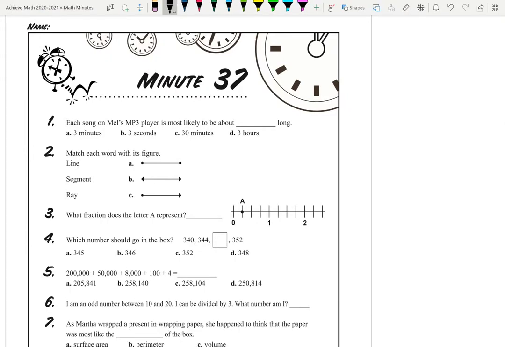Each song on an MP3 player is most likely to be how long? Minutes is songs. Thirty minutes is going to be way too long. This is going to be like a TV episode. Three seconds is 1, 2, 3. Does a song last that long? And 3 hours is more the length of a movie, and we're talking a long movie, something like Avengers.